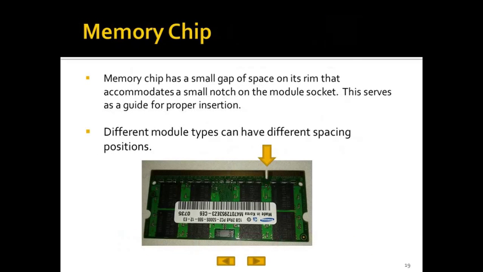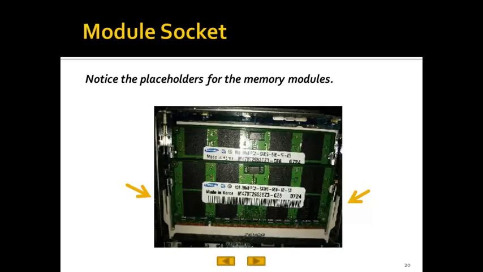A memory chip or memory module has a small gap of space on its rim that accommodates a small notch on the module socket. This serves as a guide for proper insertion. Different module types can have different spacing positions. Here is a closer view of the module socket.